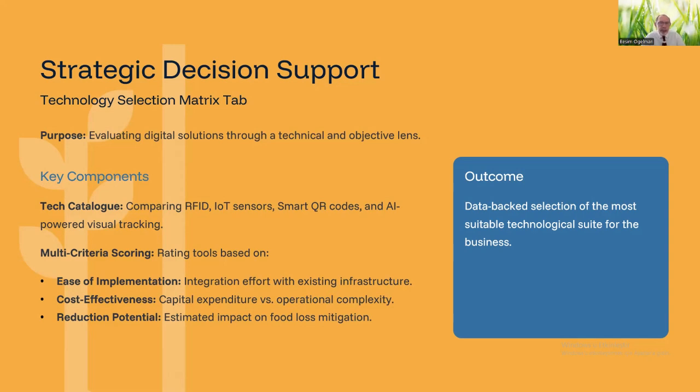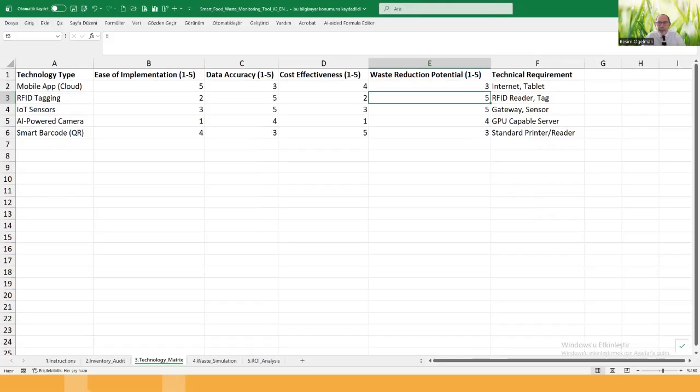We rate each tool in terms of ease of implementation, initial cost, operational load, and most importantly, the potential to reduce waste. This process allows us to determine the most suitable tailor-made technology set for the specific needs and technical infrastructure of the business. We are not interested in which technology is more popular, but in which one will solve our bottlenecks most efficiently. This objective selection process will allow us to manage the business's digital transformation budget in the most strategic way.